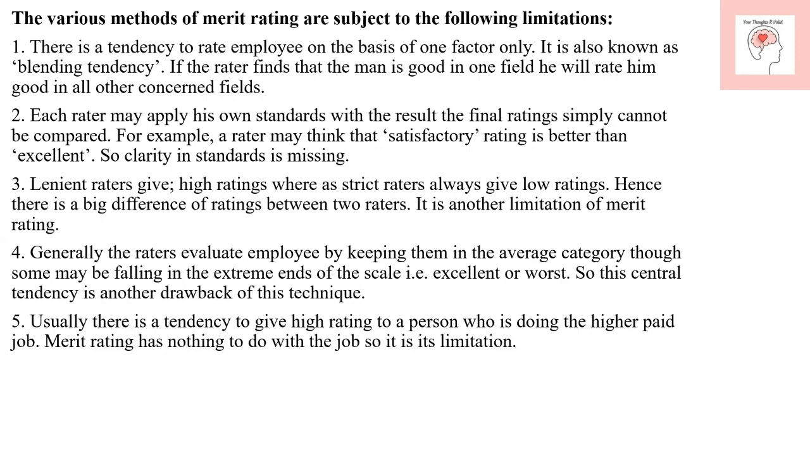For example, a rater may think that satisfactory rating is better than excellent, so clarity in standards is missing. Lenient raters give high ratings, whereas strict raters always give low ratings. Hence, there is a big difference of ratings between two raters. It is another limitation of merit rating. Generally, the raters evaluate employees by keeping them in the average category, though some may be falling in the extreme ends of the scale, that is excellent or worst. So this central tendency is another drawback of this technique.